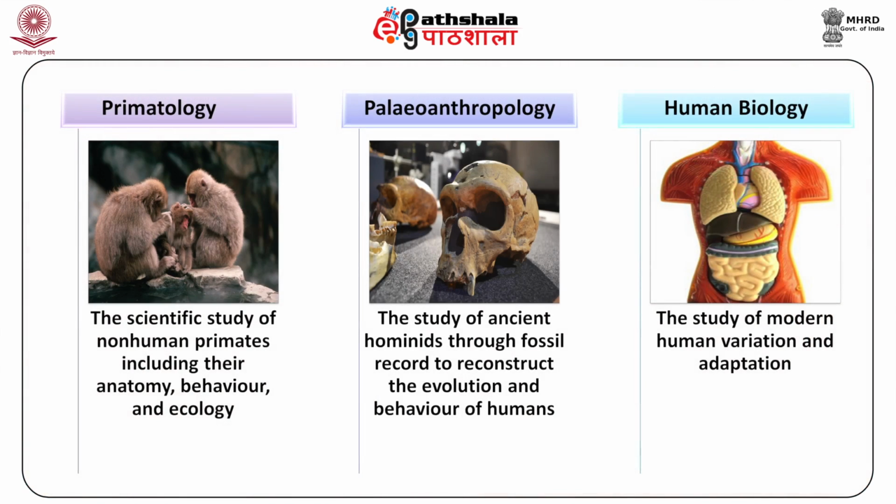Some of the more specialized areas covered by physical anthropology are primatology, that is, the scientific study of non-human primates, for example apes and monkeys, including their anatomy, behavior, and ecology. Next we have paleoanthropology, the study of ancient hominids through the fossil record, which is important to reconstruct the evolution and behavior of humans. Then we have human biology, the study of modern human variation and adaptation.